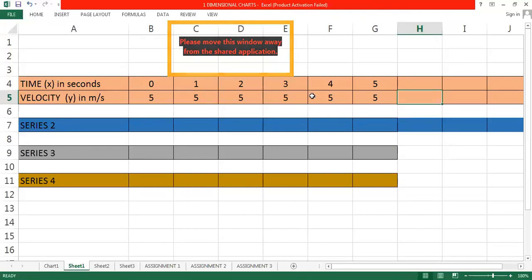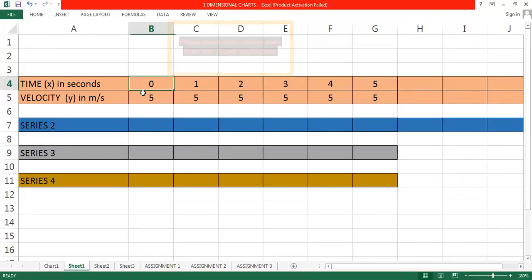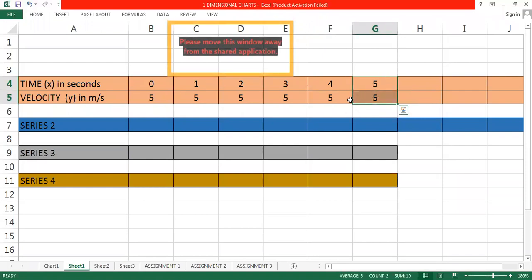Okay, now let's plot the coordinates. Let's plot the points of these coordinates. So what are my 6 coordinates? 0, 5; 1, 5; 2, 5; 3, 5; 4, 5; and 5, 5. Quickly plot the points. Chalo. On the graph, quickly draw the points.